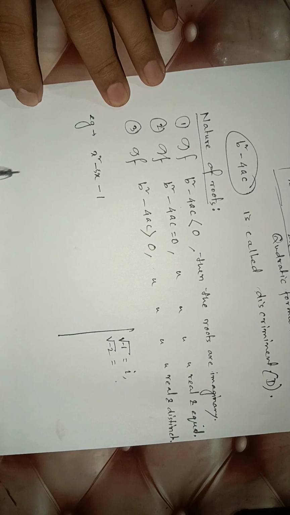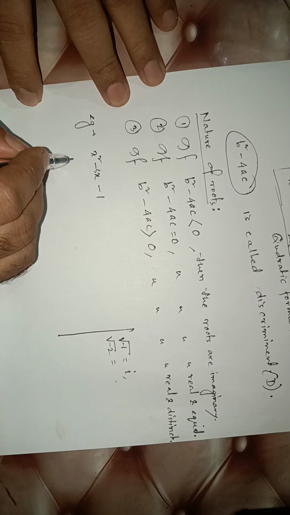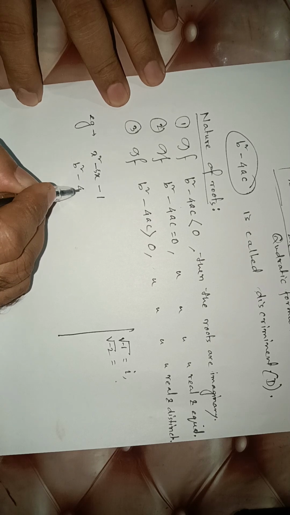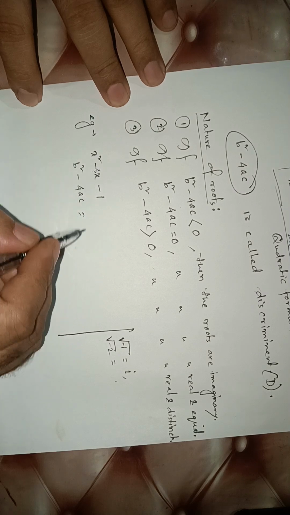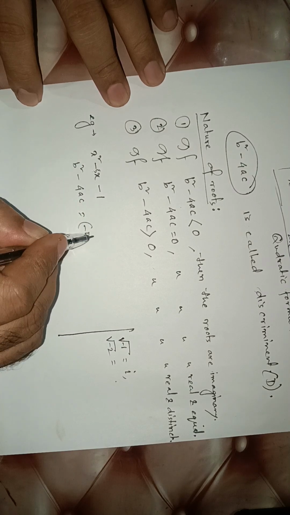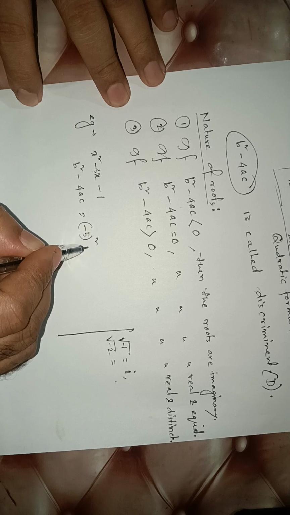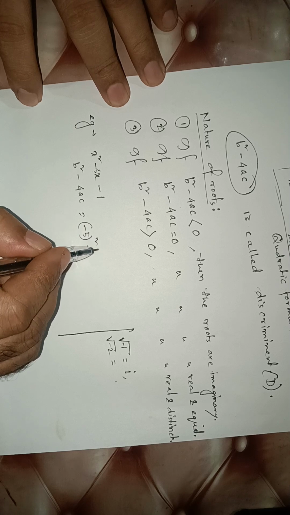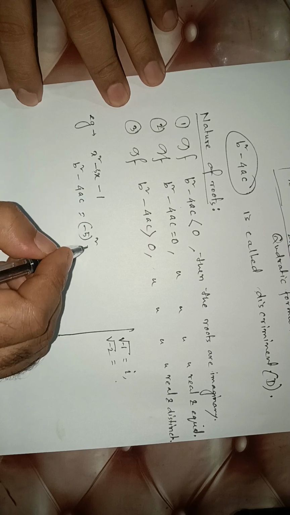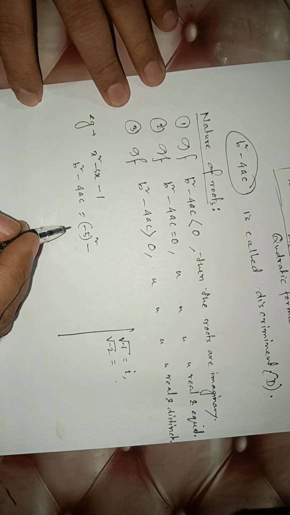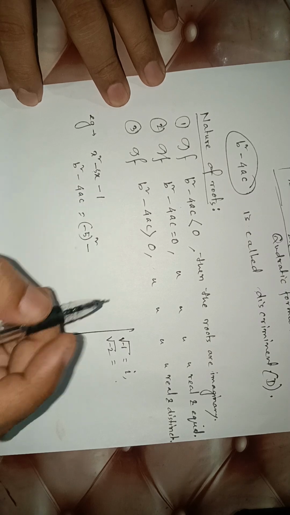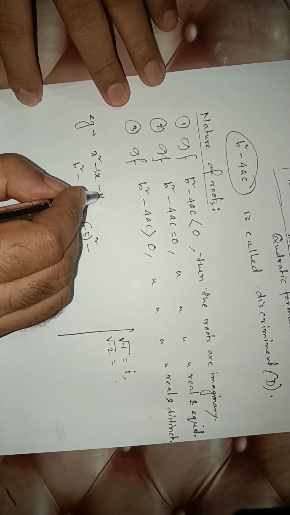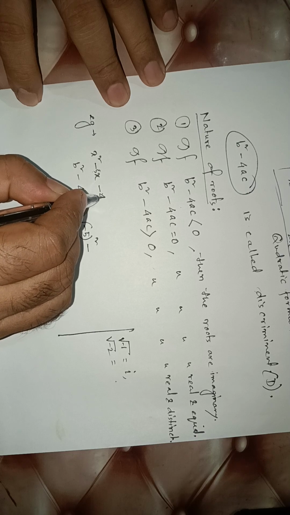Okay, I'm checking. You see this b square minus 4ac. The b value is minus 5. Minus 5 whole square minus, okay, make it, this is 40.